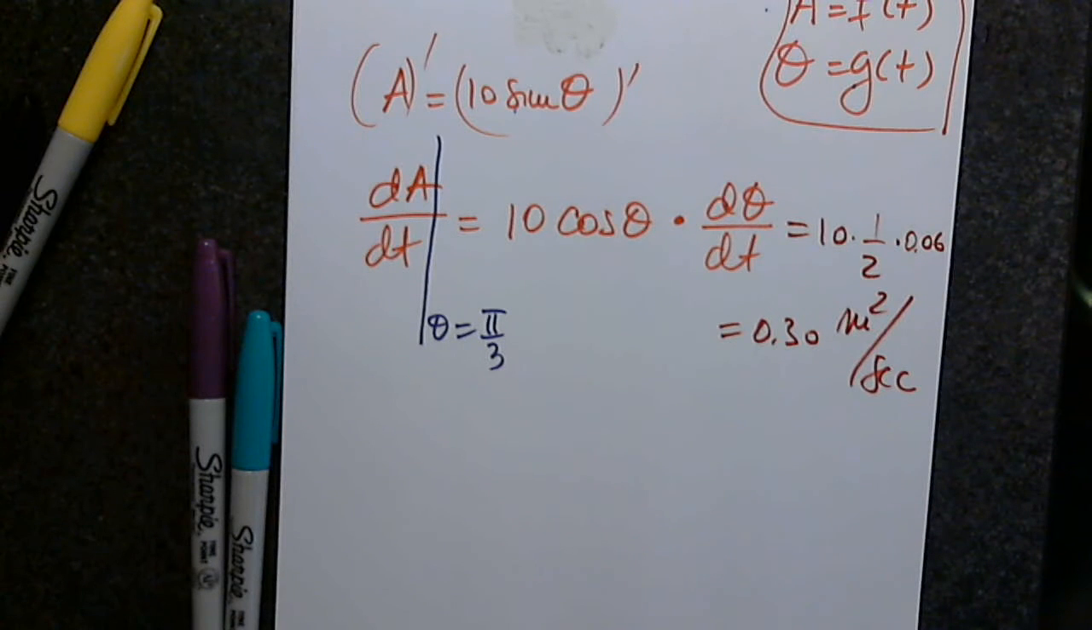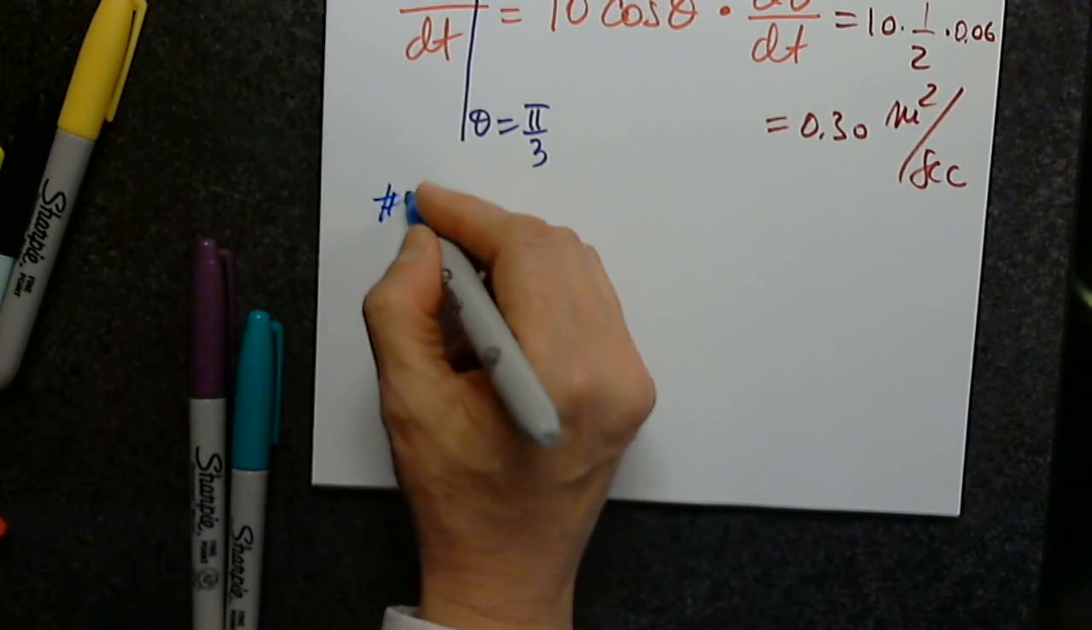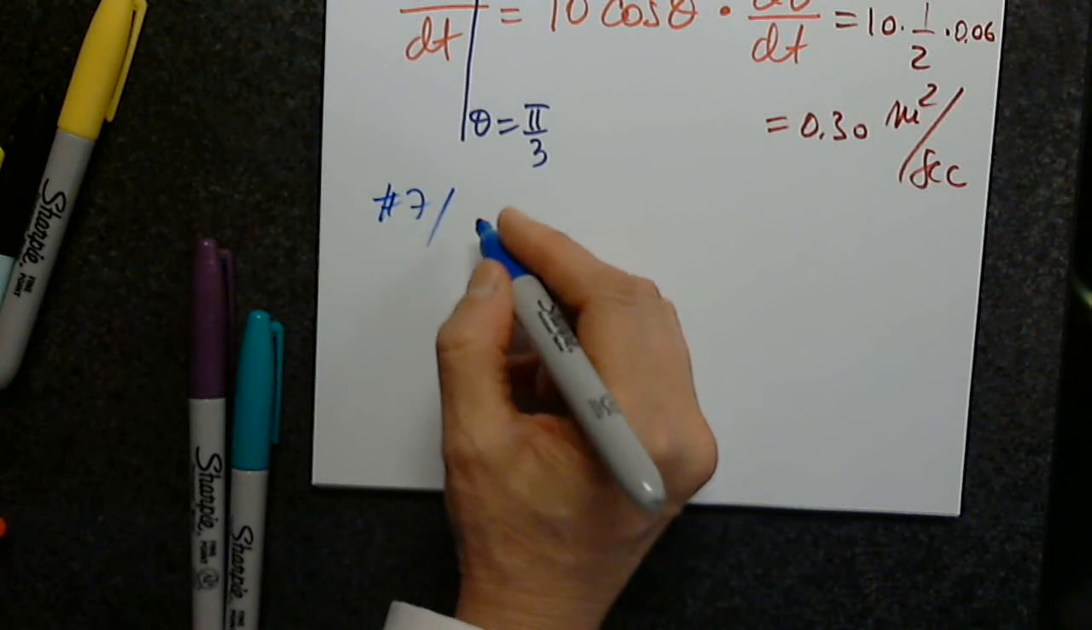Is that clear? Okay, so let's look at another type now. There are so many different ones. Okay, you want to look at a cone? Do 7. Which one? 7? Okay, very good. So number 7 on page 248.